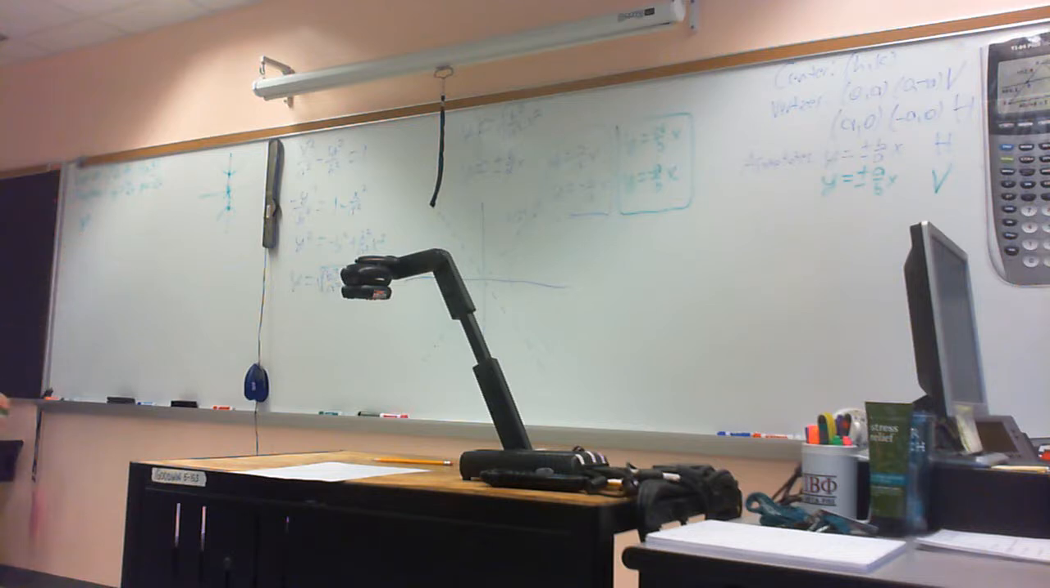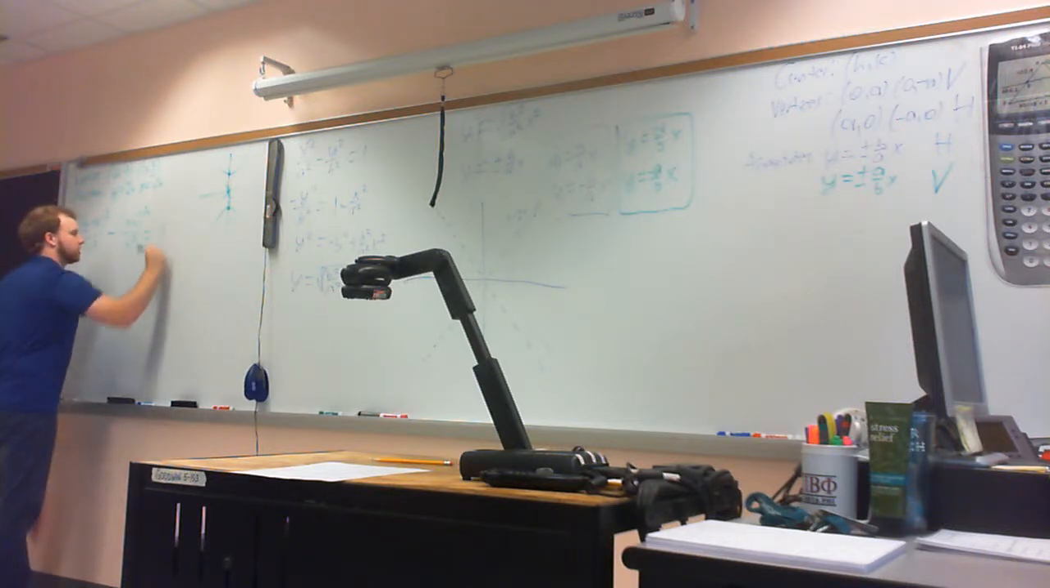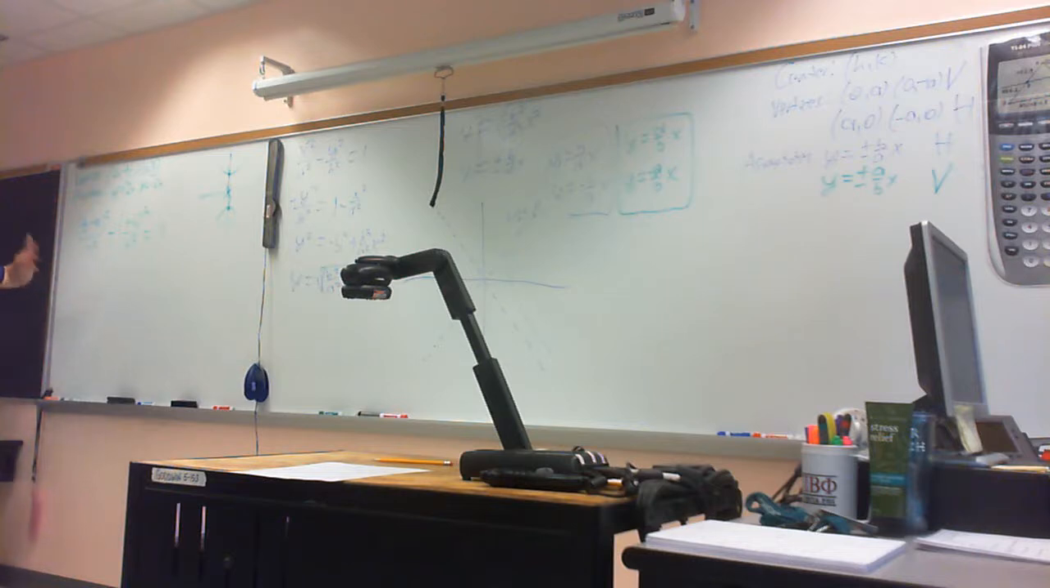Okay, so y minus k squared over a squared minus x minus h squared over b squared equals 1. Now we said we're centered at 0, so h and k are both going to be 0. And then we said that our vertices always have the value (0, a) or (0, -a) for a vertical one, right?